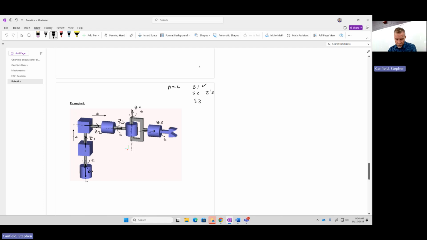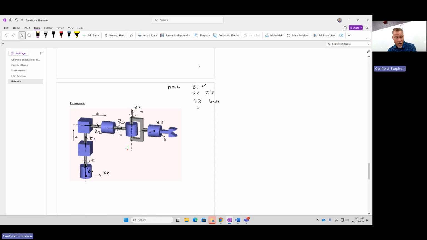Step 3, we assign the base frame freely, so I'm going to put it right down here. And the origin is where the X and the Z intersect. I'm going to put the X to the right. So that's step 3. That's my base frame. Keeps my base frame 0 down at the bottom of the robot. Let's see, step 4, we define the x's.